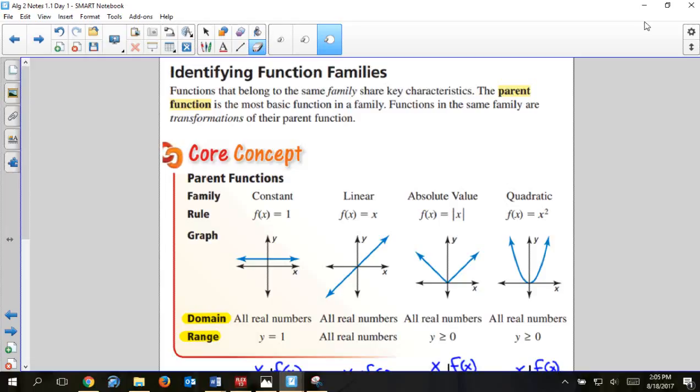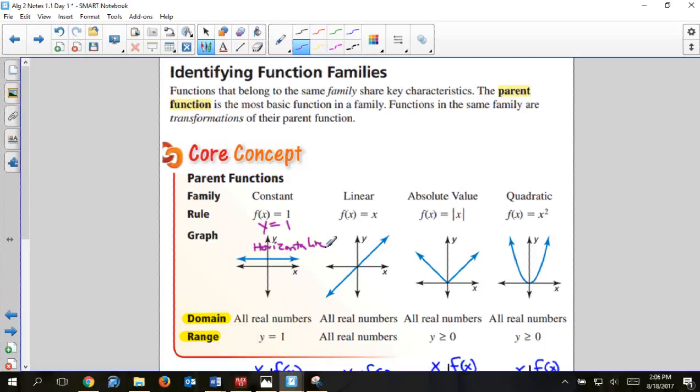The rule for constant, the function, f of x is 1. What is f of x another way of saying? y. It's y equals 1. So the parent function of a constant is 1. The graph looks like a horizontal line. That is the family trait, I guess. That's what all of the constant lines look like, horizontal.